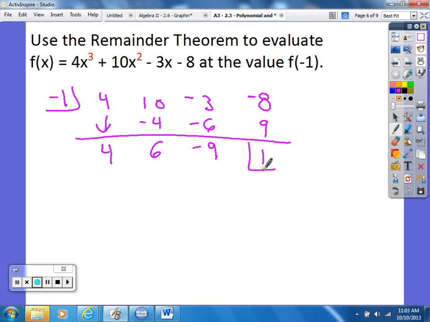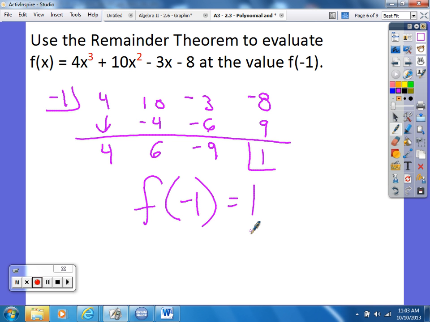Did you guys get that? So, was that very hard to do? Okay. And actually what that tells you is that f of negative 1 is equal to 1. If I plug negative 1 back into that original equation, it would give me the number 1.